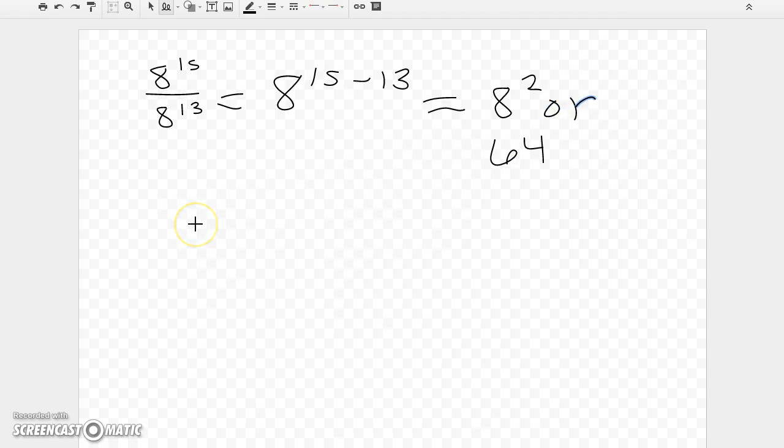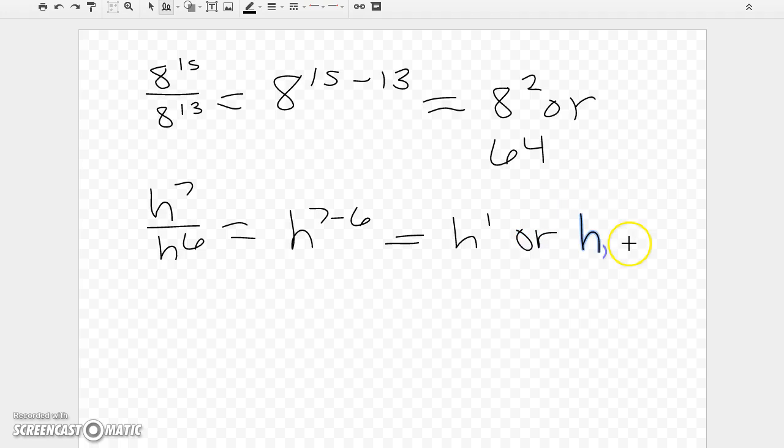Okay. Now let's take a look at a problem with variables. So I could have a problem like h to the 7th divided by h to the 6th. Again, I could write out all these h's, divide out the ones on the top and bottom that I have in common, or I could just subtract my exponents. And in this case, I have h to the first power, or I can simplify that to just h.